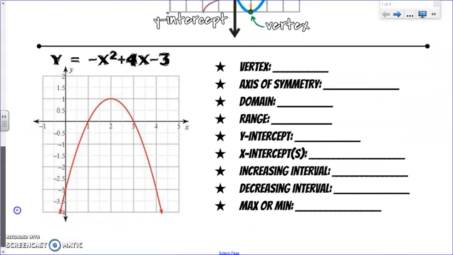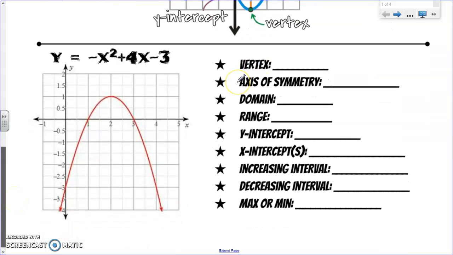All right, so let's look at some key features, and you will be expected to know all of these features and be able to identify them from the graph. Okay, so our vertex, if we look here, our vertex on this one is at 2, 1. Everybody with me? Okay, the axis of symmetry, this is an equation, so it will always be x equals, because it's going to be that axis of symmetry that runs through the vertex, and so it is a vertical line, so it is x equals, and it's always going to be x equals whatever the x value of the vertex is.